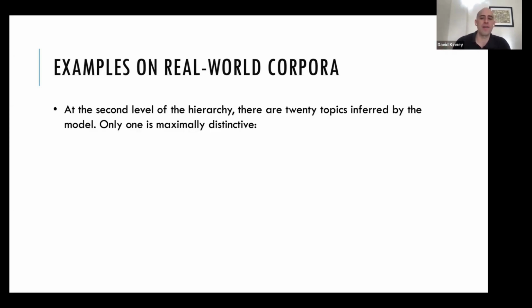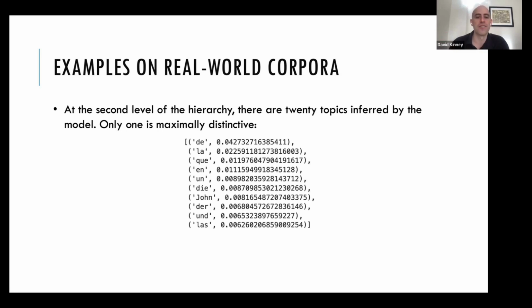Now we can go to the second level of the hierarchy where there are 20 topics inferred by the model. So with 20 topics, we can then think, okay, you're at the second level of the hierarchy. If we go even up to the third, right, which topics at that second level are being preserved and how much are they being preserved? And in fact, even at the second level of the hierarchy, we still get a maximally distinctive topic. We still get a topic that is completely preserved at that third level of description. It's a very interesting one.